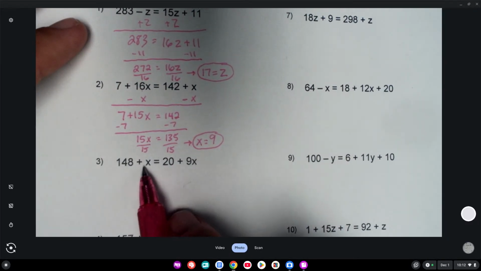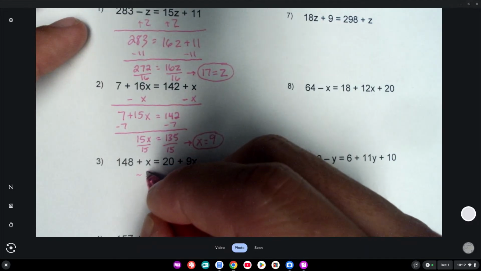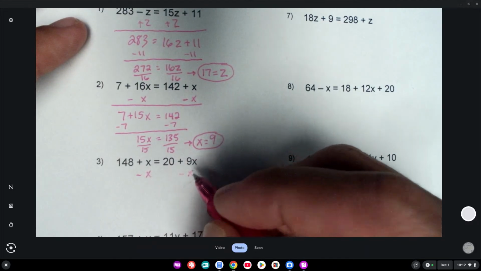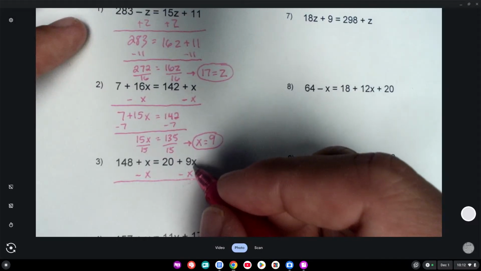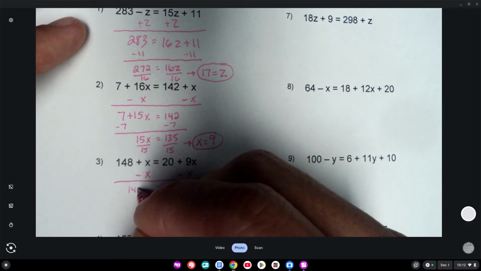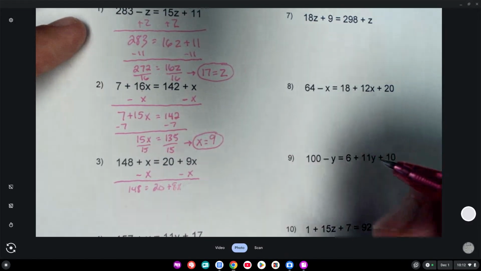Next one, I'm going to look at the variables again. They're both being added, so I'm going to have to subtract 1. I can subtract x, or I can subtract 9x. I know if I subtract 9x, I'm going to end up with negative variables. If I subtract the x, I'm going to keep this positive. So I have 148 equals 20 plus 8x.